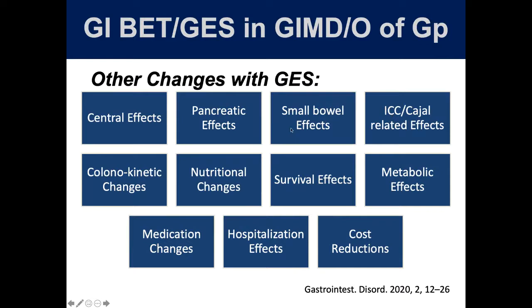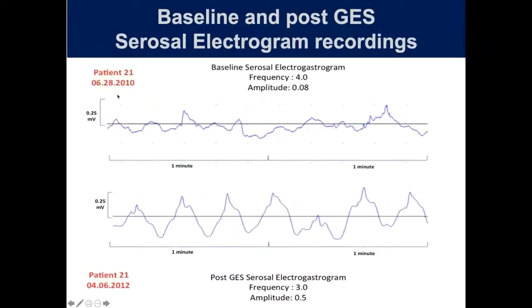You can improve ICCs. There's a colonic effect. You can improve nutrition. There's an improvement in survival, including in diabetics and non-diabetics. There are metabolic effects in terms of hemoglobin A1C. Decrease medications, decrease hospitalizations by about half your first year, and cost reductions, all of which we published earlier this year. So there's a lot of changes, but what do you see electrically?